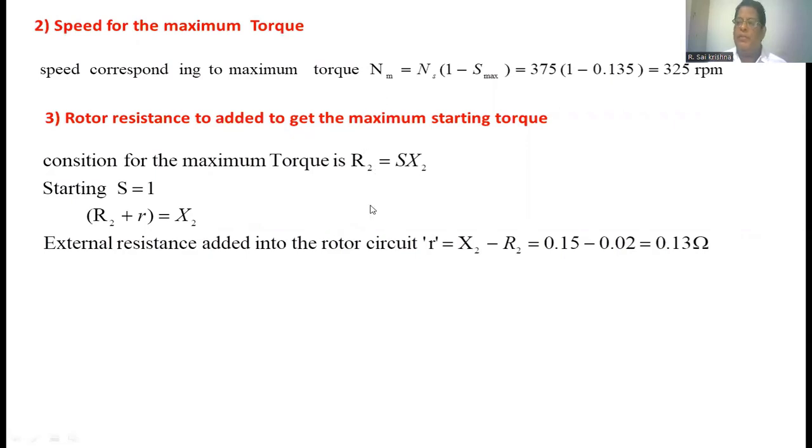R2 is nothing but the per phase rotor resistance. This value is always less than X2. So we have to add external resistance into the rotor circuit, so that the resultant resistance value equals X2. That's why here we have taken R2 plus small r equal to X2. Now we are going to find out the small r. Small r is nothing but the external resistance per phase added into the rotor circuit, that is equal to X2 minus capital R2. Substitute all the values, you are getting 0.13 ohm.